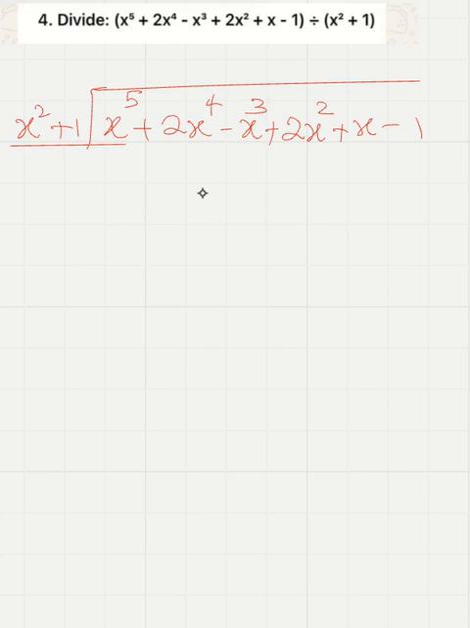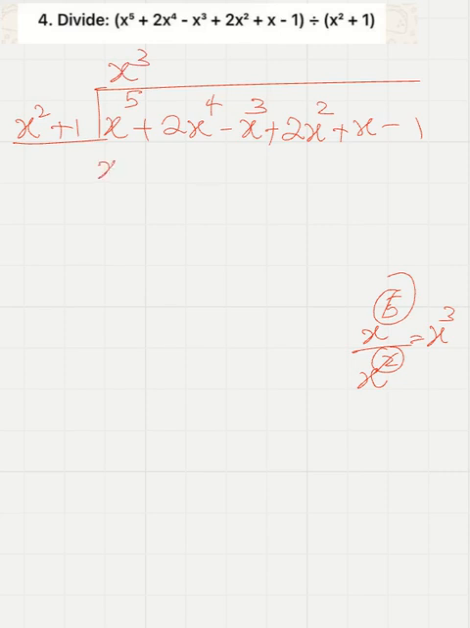The first step is to take the highest power of x, which is x to the fifth power, and divide it by x squared. X to the power of 5 divided by x squared is x to the power of 3. Just subtract the powers, 5 minus 2, you have 3. Write that quotient here, x cubed. X cubed times x squared is x to the power of 5. X cubed times 1 is x cubed. Then you subtract.